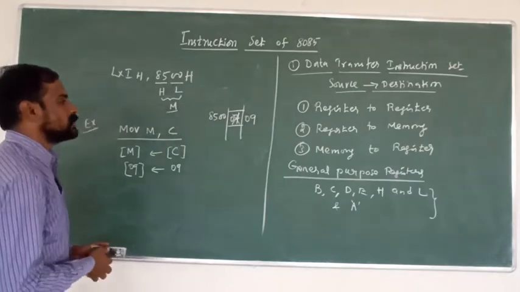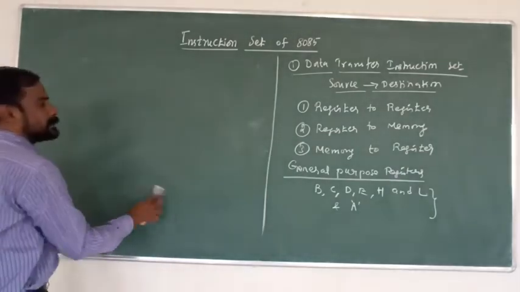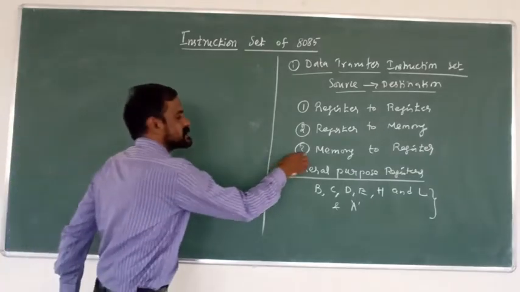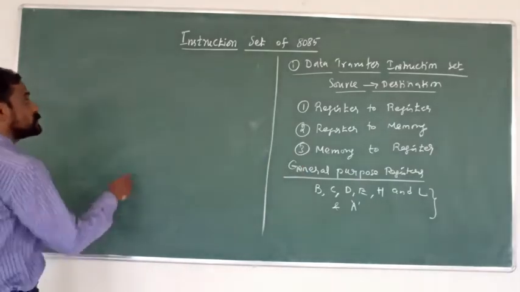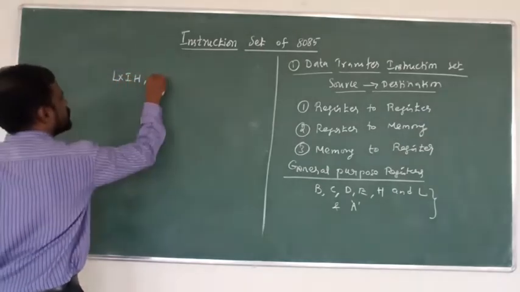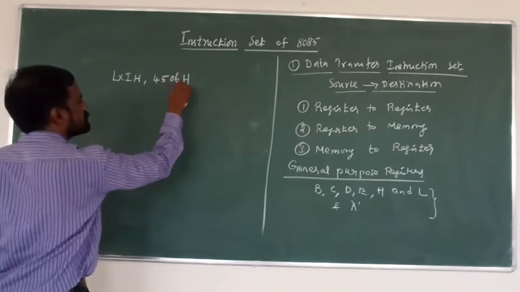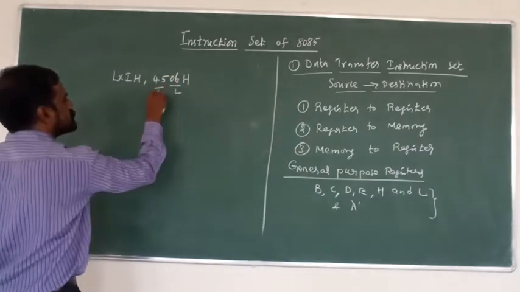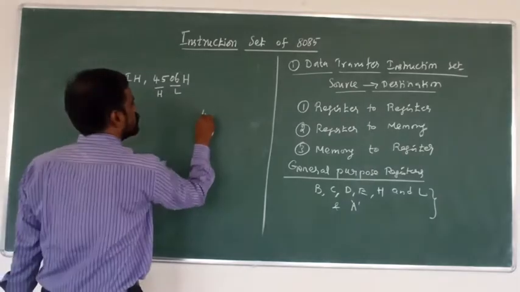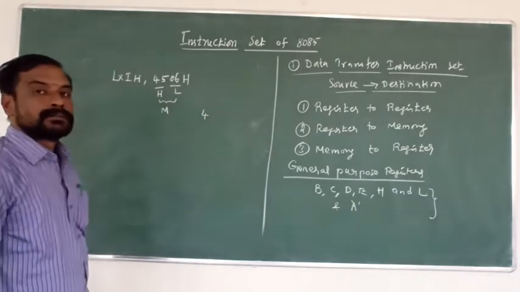And third one, memory to register. First we have to initialize the memory address 4506H. This is for the L register and this is for the H register. Now these two represent the memory.